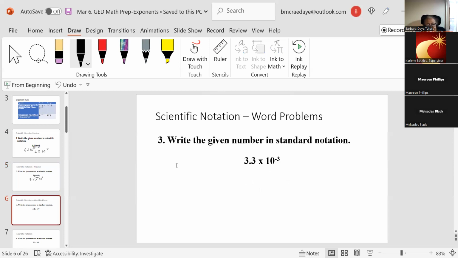Okay, now we want to go from scientific notation to standard. Now, 3.3 times 10 to the minus 3. Will the number that you get in standard notation be greater than 1 or less than 1, Maureen? Okay, let's see. Less than.